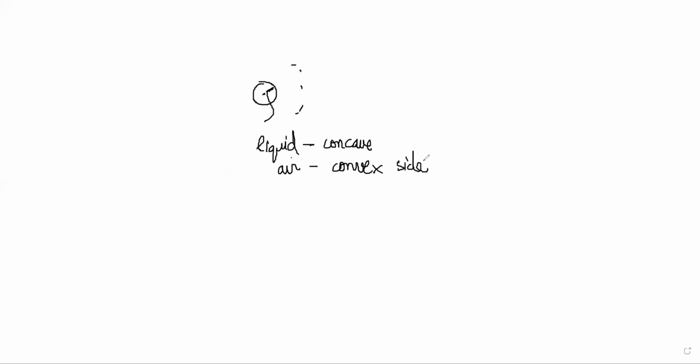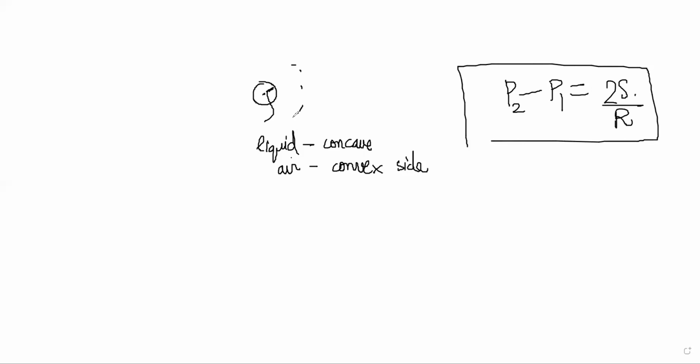Now we have figured out that inside pressure is greater than outside pressure. So basically the pressure on the concave side, P2, is greater than P1 by a factor of 2S by r. Pressure on the concave side is higher, only then the drop has become that concave shape, because the inner thing is pushing it out more. The result is true in all cases, that pressure on the concave side is higher than pressure on the convex side.